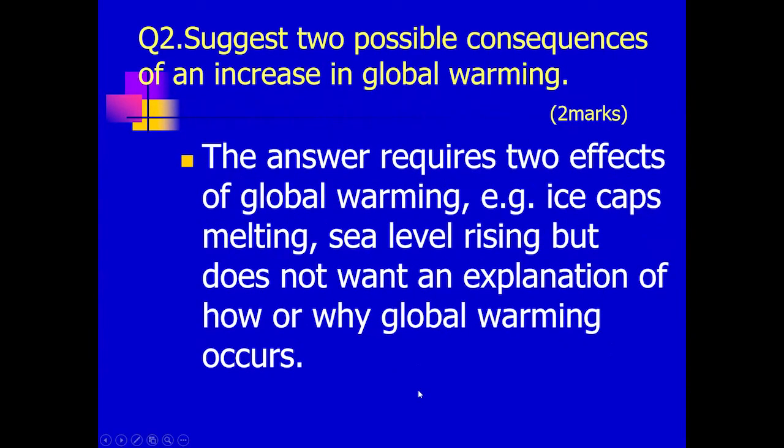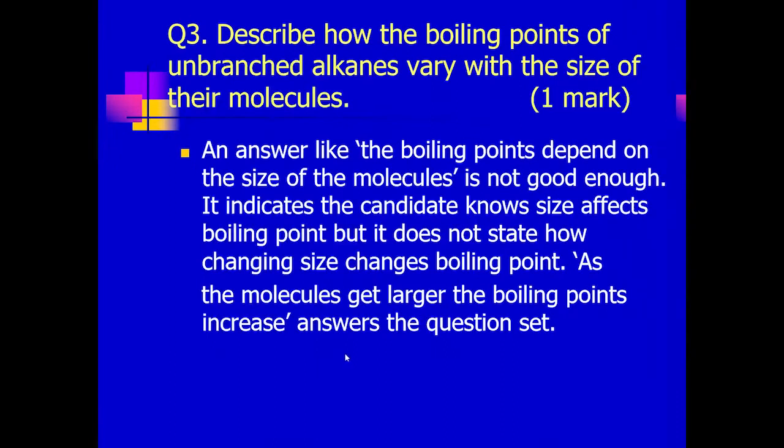Suggest two possible consequences of an increase in global warming. This is a very frequently asked question and you must answer it correctly. The answer requires two effects of global warming: ice caps melting and sea level rising. It does not want an explanation of how or why global warming occurs. You just have to suggest two possible consequences.